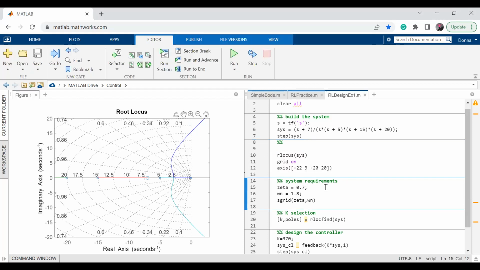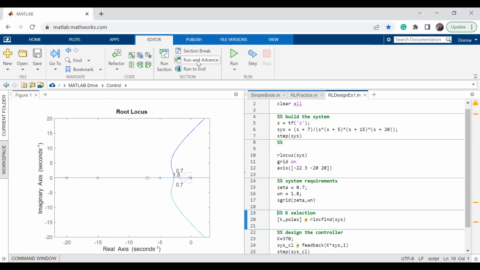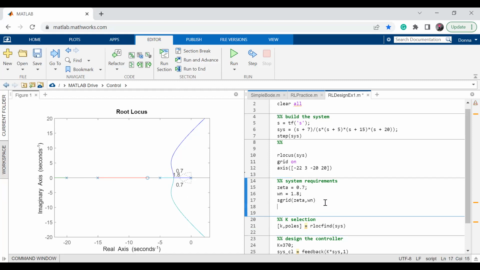Now, we have two system requirements: zeta equal to 0.7 and omega n equal to 1.8. So you can use sgrid to show these zeta and omega values. This is the cool part. Do you see, I don't have the grid on, but here it actually shows the same thing that you do by hand, right? Omega n and the zeta value for your radius.